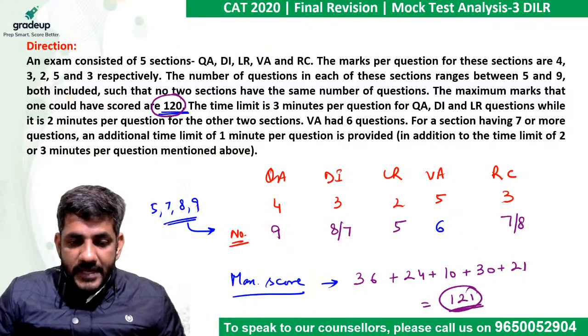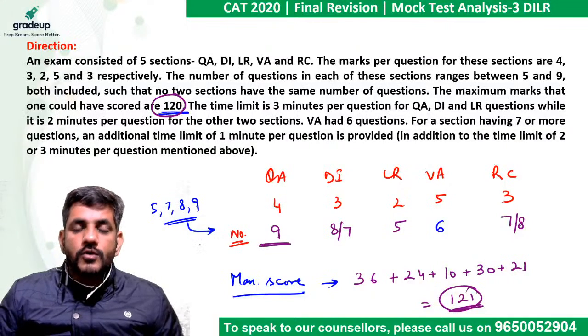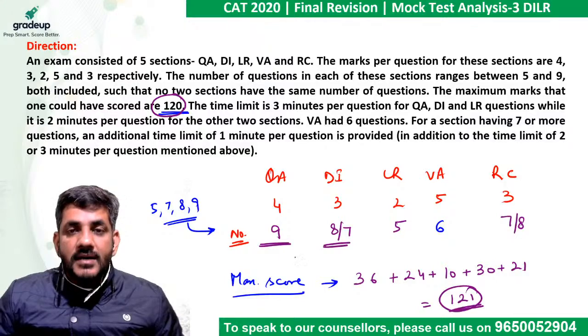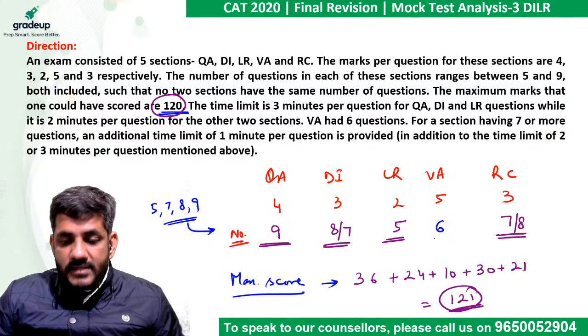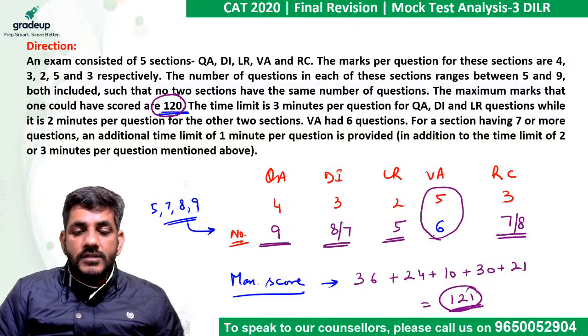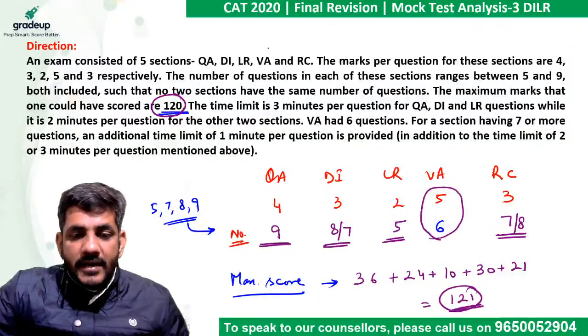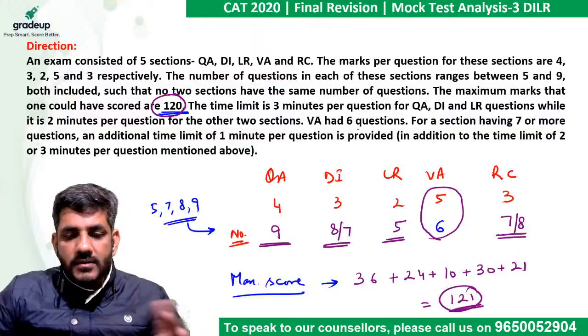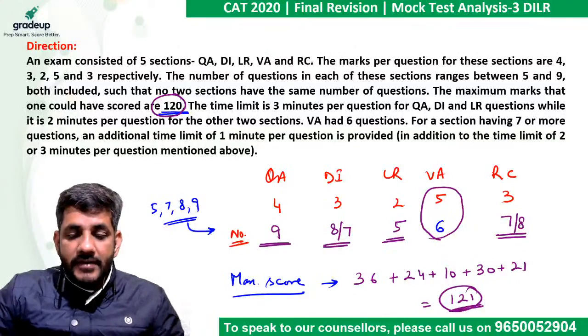See, one of the possibilities was 9 questions with 4 marks each, 8 questions 3 marks each, 7 questions 3 marks each, 5 questions 2 marks each, and I cannot change this. This is fixed. So can I say I can reduce one? See, DI or RC, both are having 3 markers. So any change in them would not make a difference.